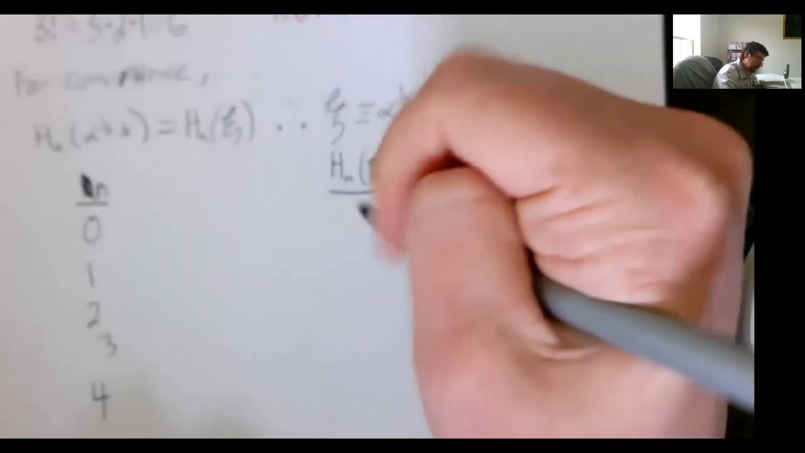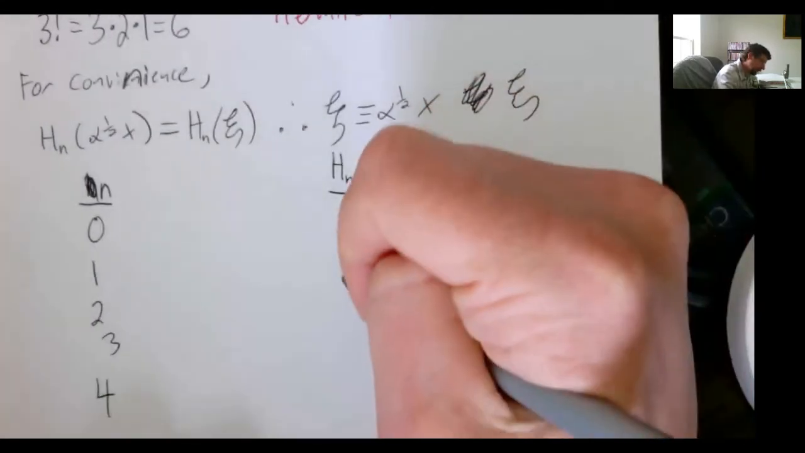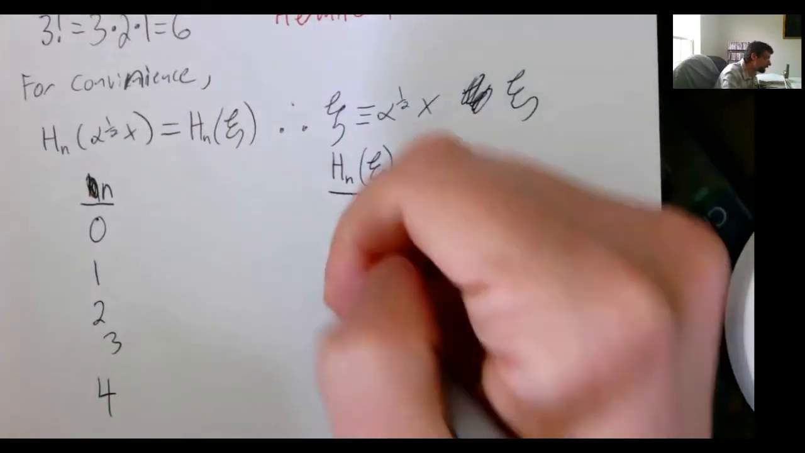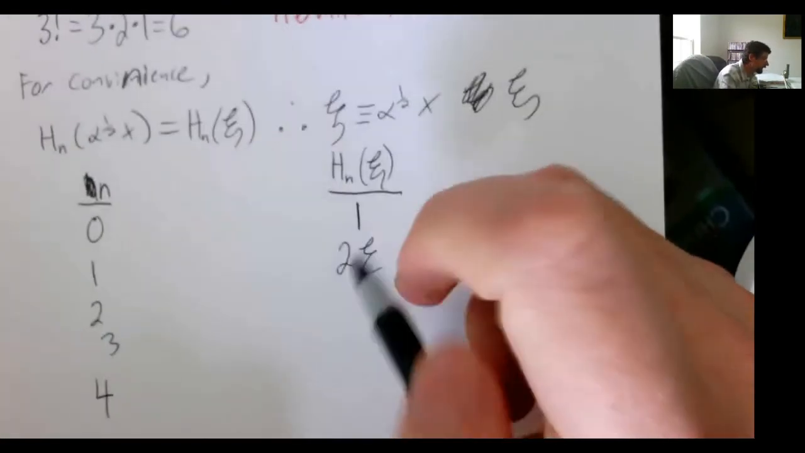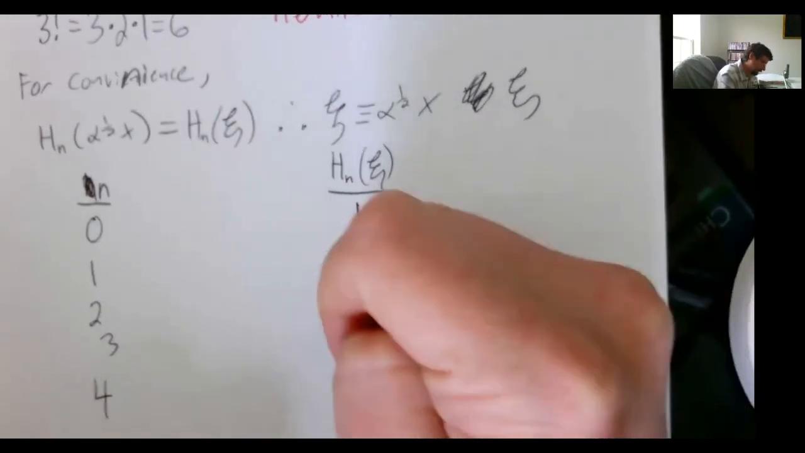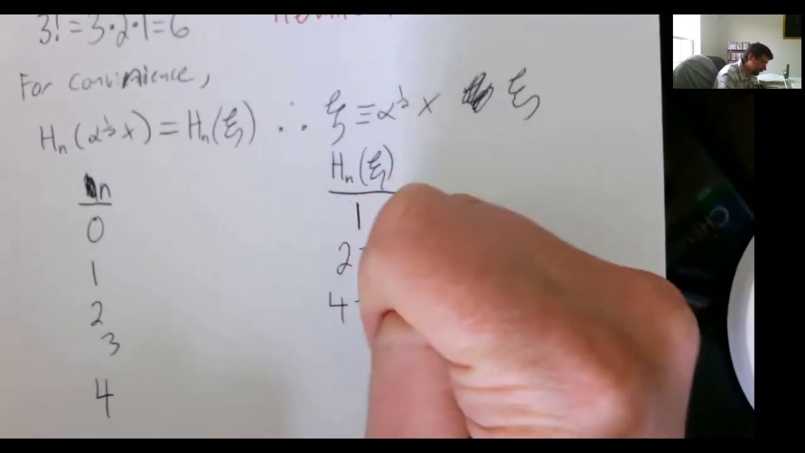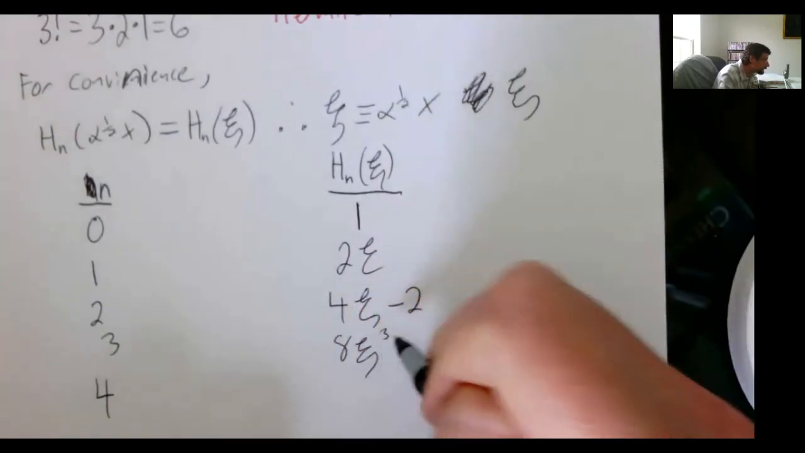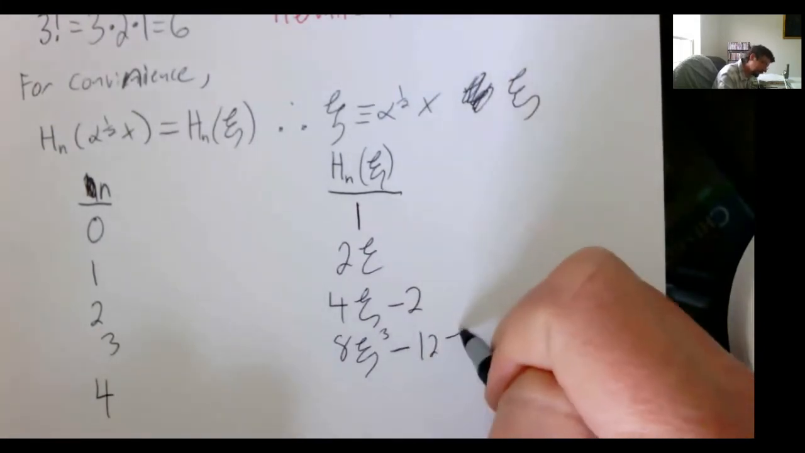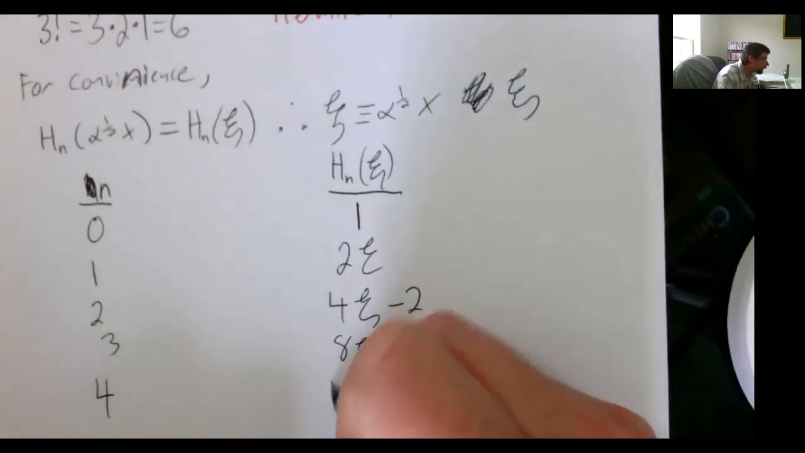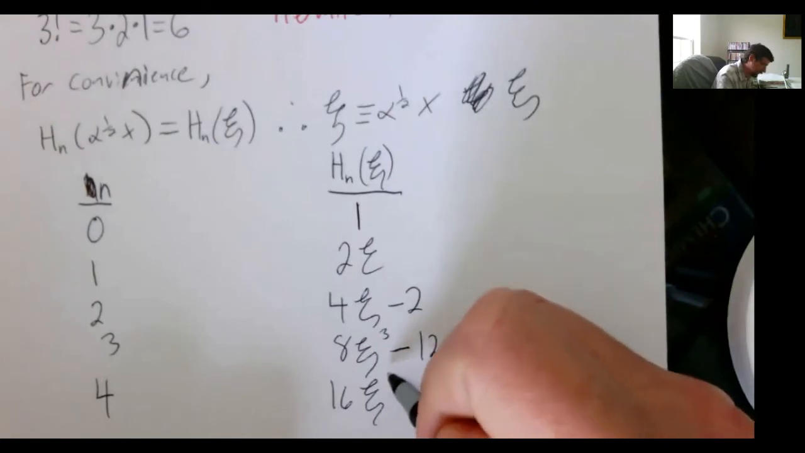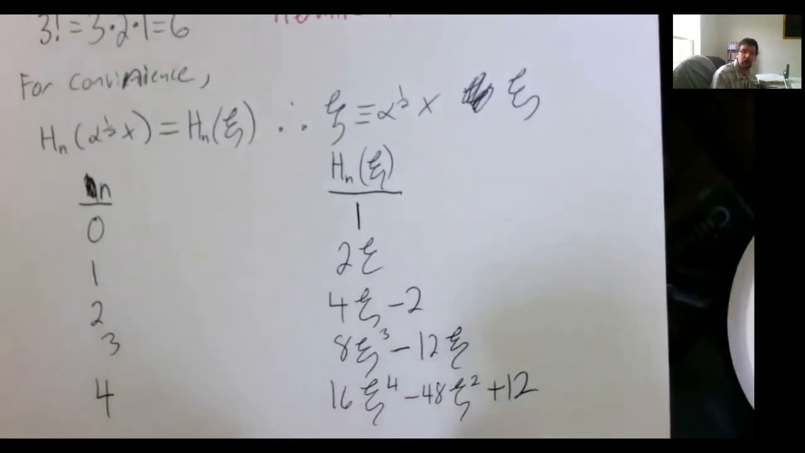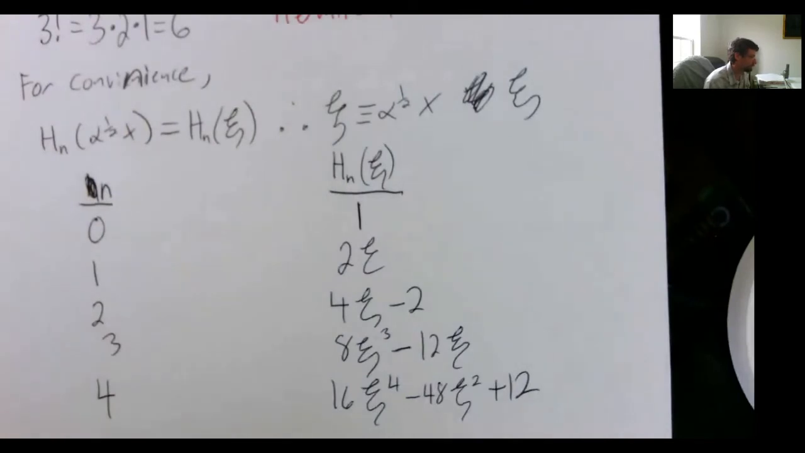For n equal to 0, the Hermite polynomial is equal to 1. For an index equal to 1, we get 2 epsilon. For 2, we get 4 epsilon squared minus 2. For 3, we get 8 epsilon cubed minus 12 epsilon. For 4, we get 16 epsilon to the fourth minus 48 epsilon squared plus 12. You can look these up. They're all in your book.